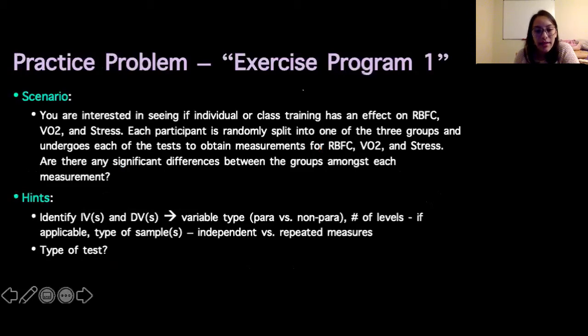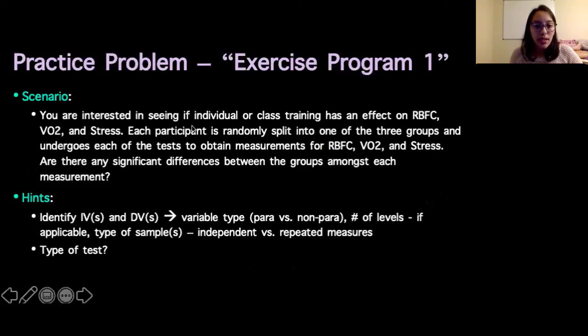Okay, so I have 3 practice problems in the PowerPoint. We're only going to go over this one, but in the other 2, if you look in the notes section, I've listed out what the independent variable is, what dependent variable, what the assumptions would be, what type of test you would run, so you can check your answers to make sure that you're reading it right. Okay, but this is our scenario.